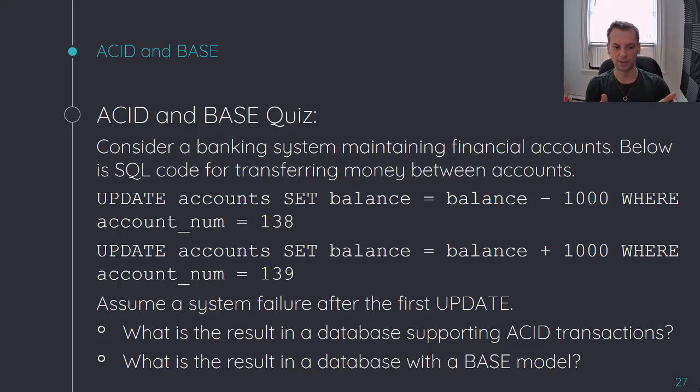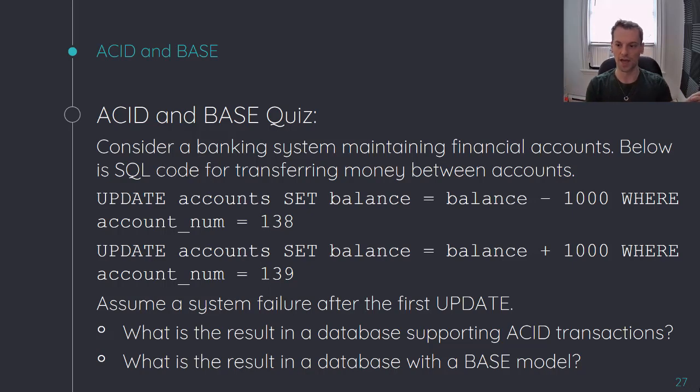So if we're doing ACID transactions, we are going to do our first update, subtract $1,000 from the account. We're then going to have a failure. Thus, that update is going to be rolled back and the $1,000 is going to be put back into the account, and the user is probably going to receive some sort of 400 error or 500 or whatever the source of the error is, and be informed that the transaction did not go through.